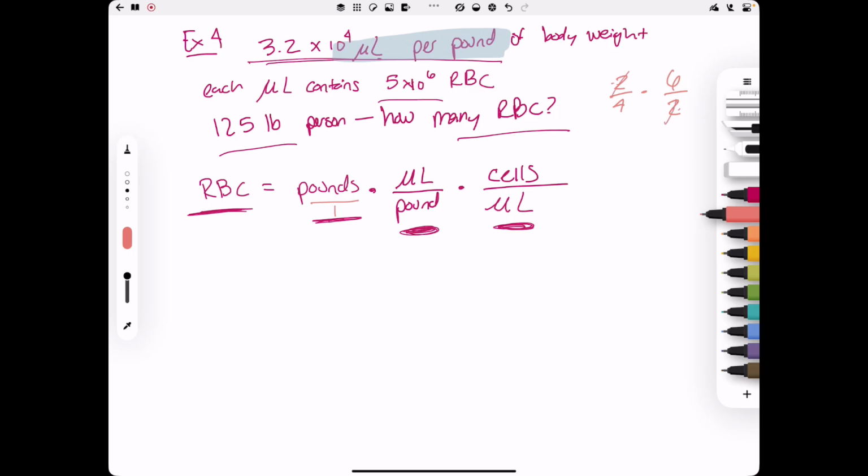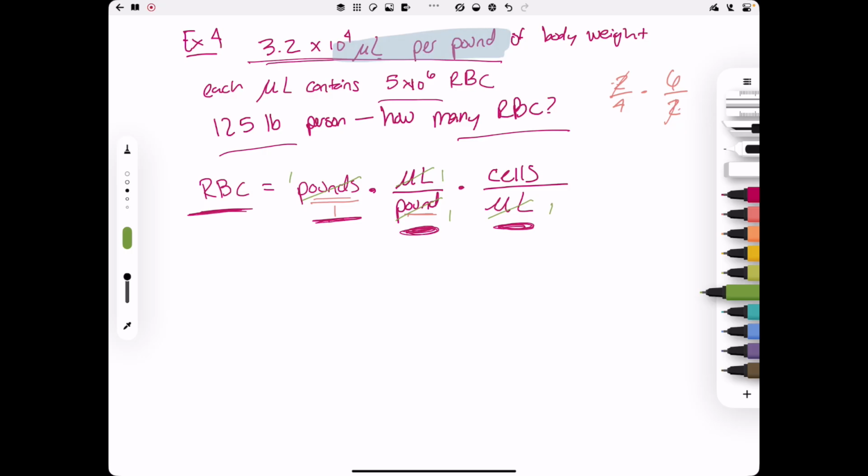So just like numbers, units can cancel also. So pounds will cancel with pounds. What else? Yep. So that would be a 1 and a 1, and I don't care about the units anymore. And then microliters and microliters cancel to be 1. What am I left with?